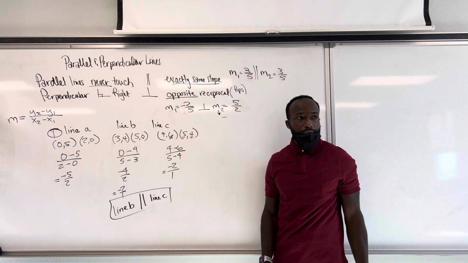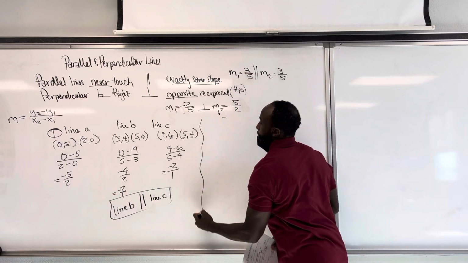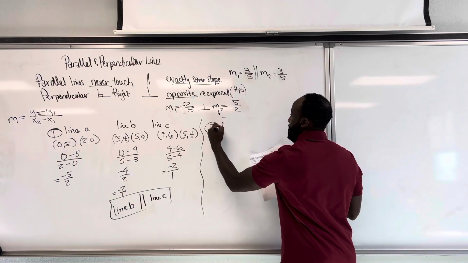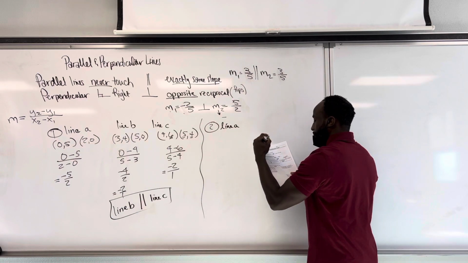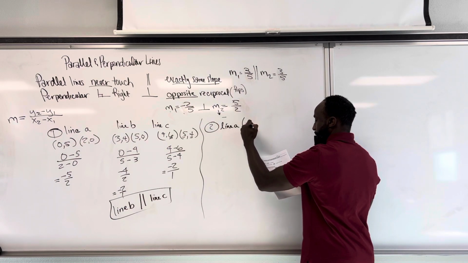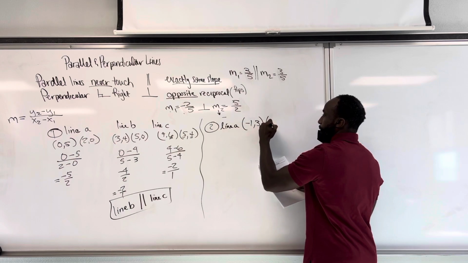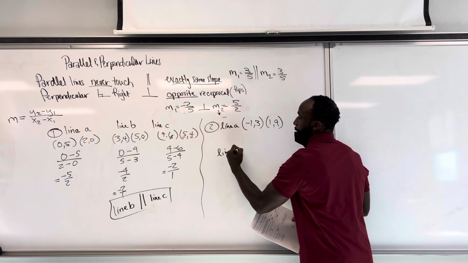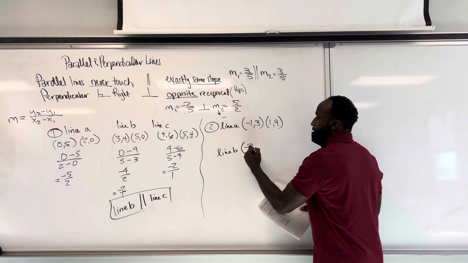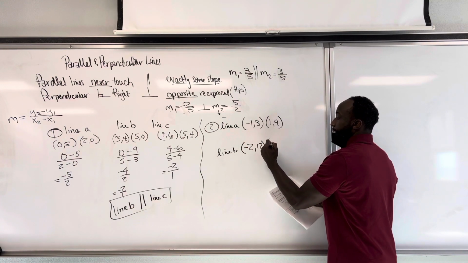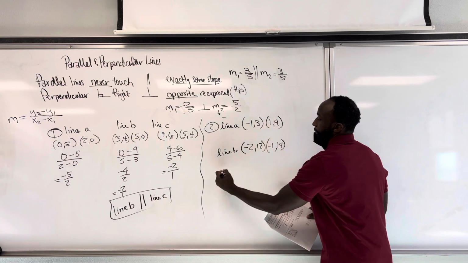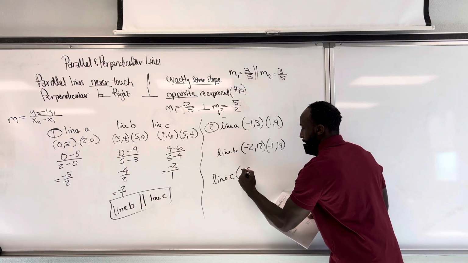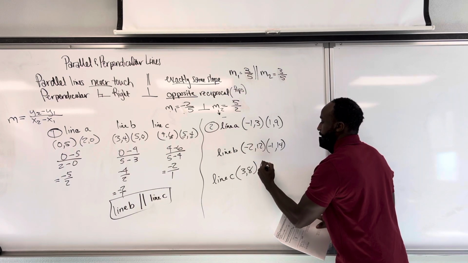That's what we're doing. Okay? Let's do some more. Let's look at number 2. Number 2, we got line A passing through negative 1, 3 and 1, 9. Right? We got line B passing through negative 2, 12 and negative 1, 14. And then we got line C passing through 3, 8 and 6, 10.